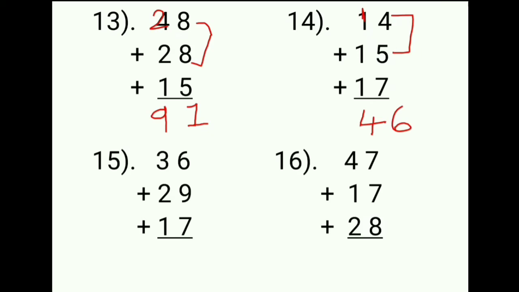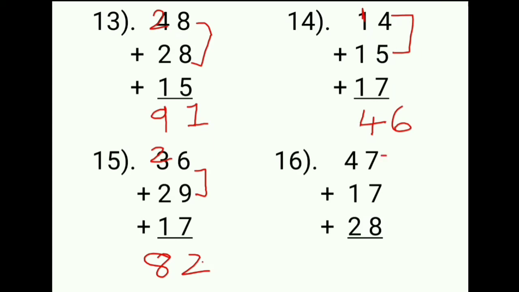Now next sum. 6 plus 9 is equal to 15. 15 plus 7 is equal to, yes, 22. Okay. Now 3 plus 2 is equal to 5. 5 plus 2 is equal to 7 and 7 plus 1 is equal to 8. So our answer is 82.